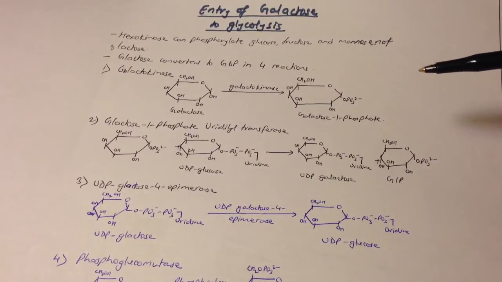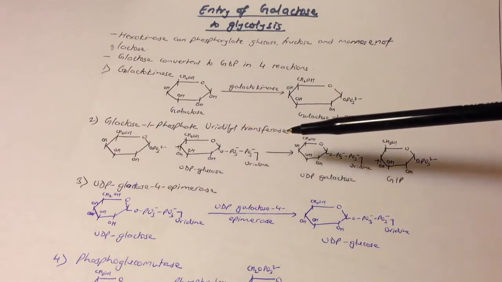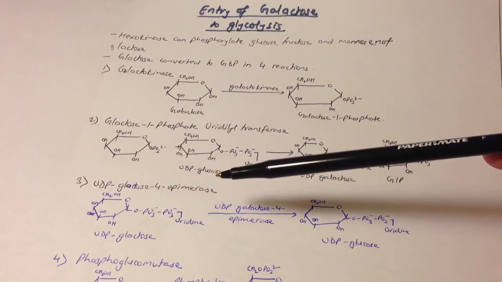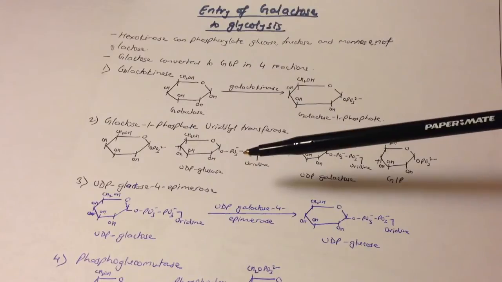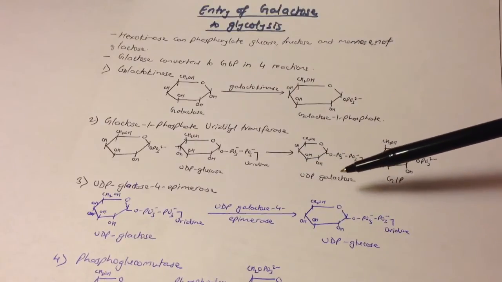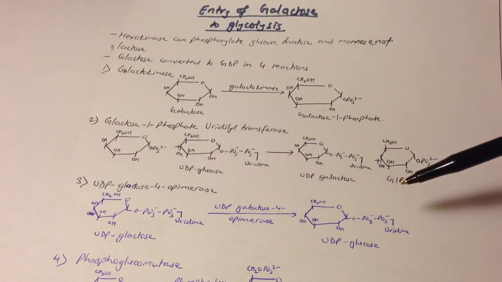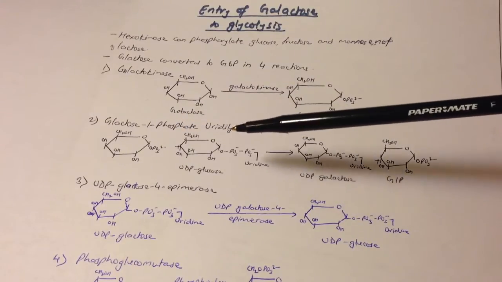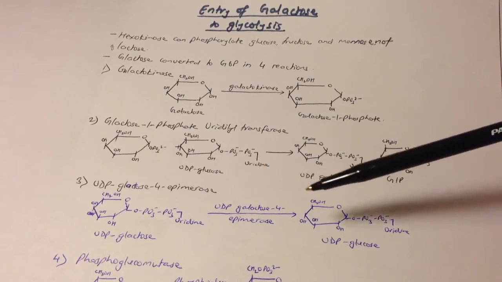The second reaction is catalyzed by the enzyme galactose 1-phosphate uridylyl transferase, and in this step galactose 1-phosphate reacts with UDP glucose to make UDP galactose and glucose 1-phosphate. So what happens is that the uridine and phosphate move from glucose to galactose to make UDP galactose, and the remaining portion of the UDP glucose becomes glucose 1-phosphate. That reaction is catalyzed by galactose 1-phosphate uridylyl transferase, and it's a transferase because it's transferring the uridylyl from glucose to galactose.